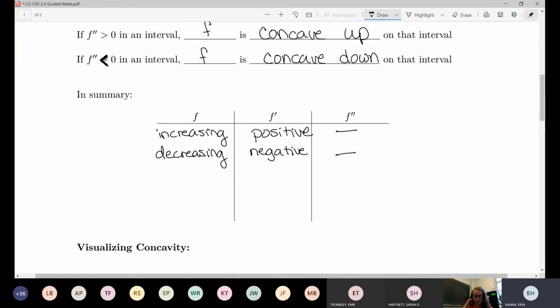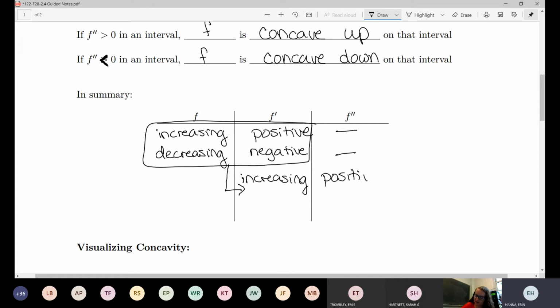Now, the next thing we saw was that this relationship also holds for the step over, if you will. So if the derivative is increasing, then the second derivative is positive. And if the first derivative is decreasing, then the second derivative is negative. That pattern just shifts itself over.